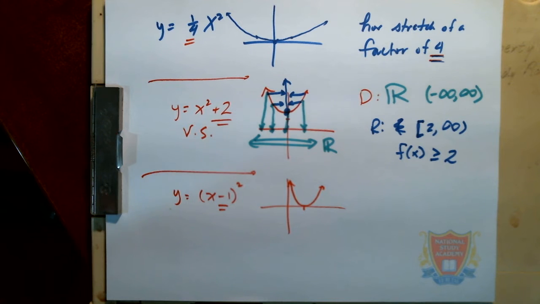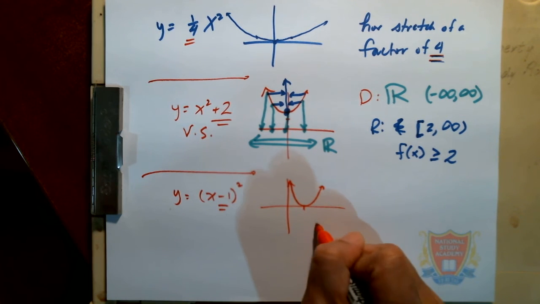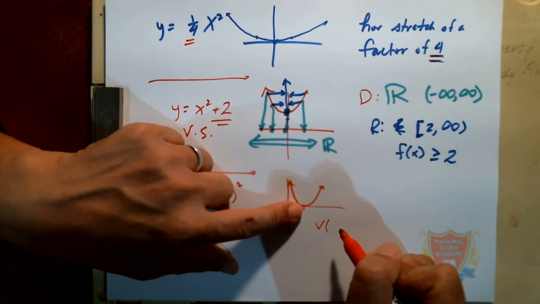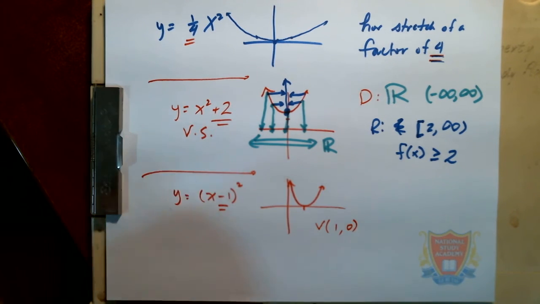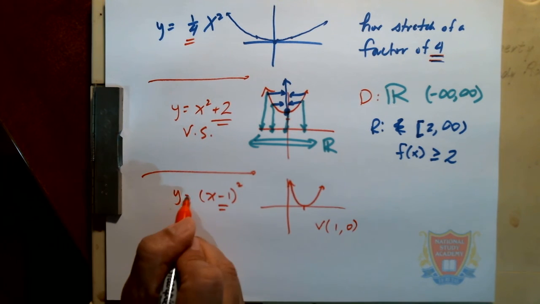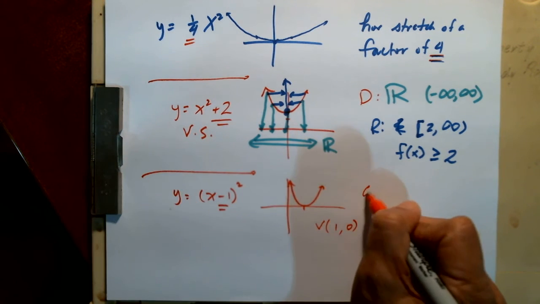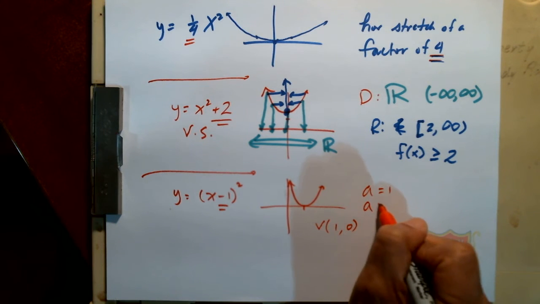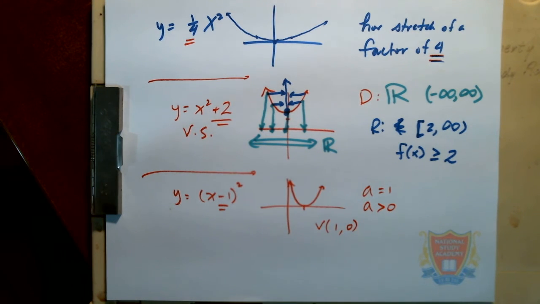So where's the vertex of that? The vertex of that is going to be (1, 0). Okay? And there it is. Is it right side up? We know it is because my a value is 1. A is greater than 0, in other words. Right? Well, let's put it together now.